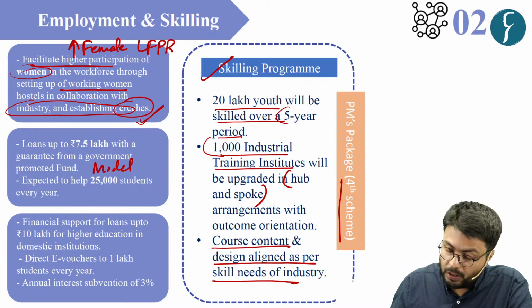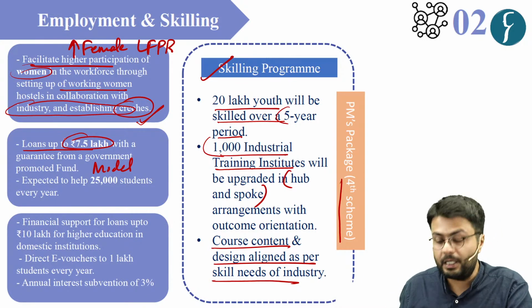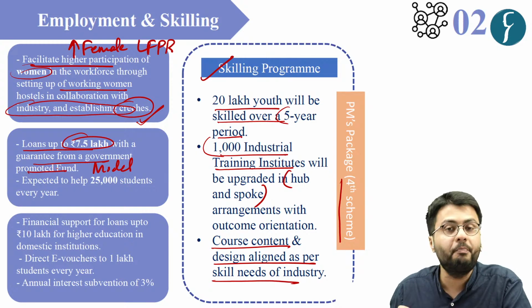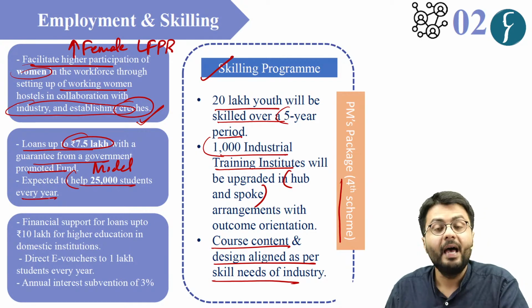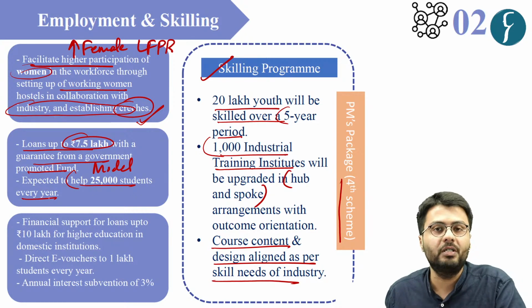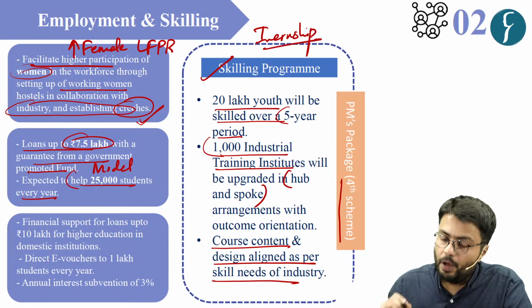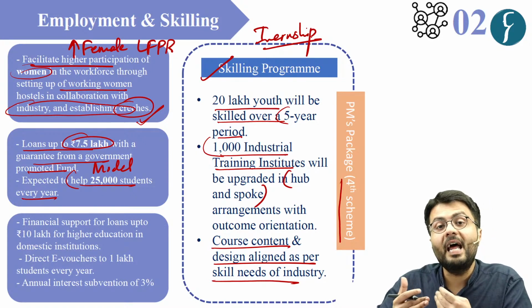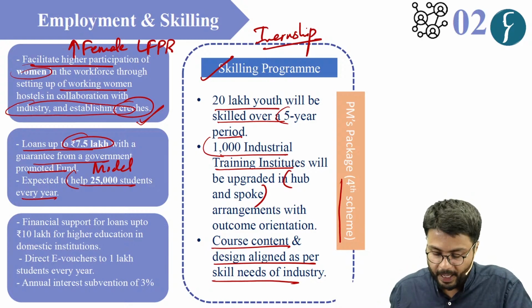Also, for model skilling loans, the government is providing loans up to 7.5 lakh rupees, which will be guaranteed through a government promoted fund, and this measure is intended to help as many as 25,000 students every year. Further, the government is providing internships to students, which will enable these students to interact with the industry on an overall basis.